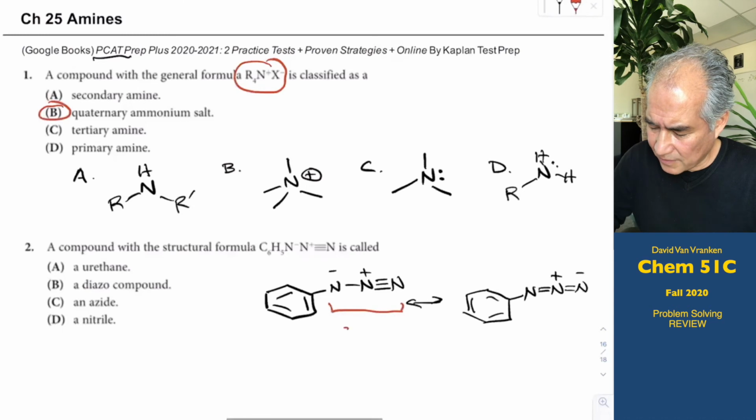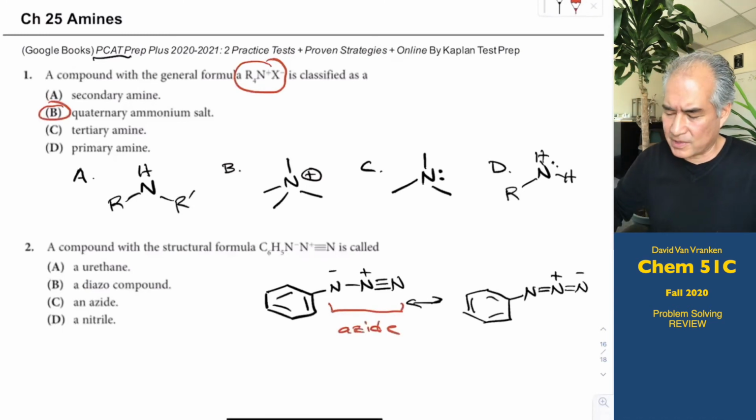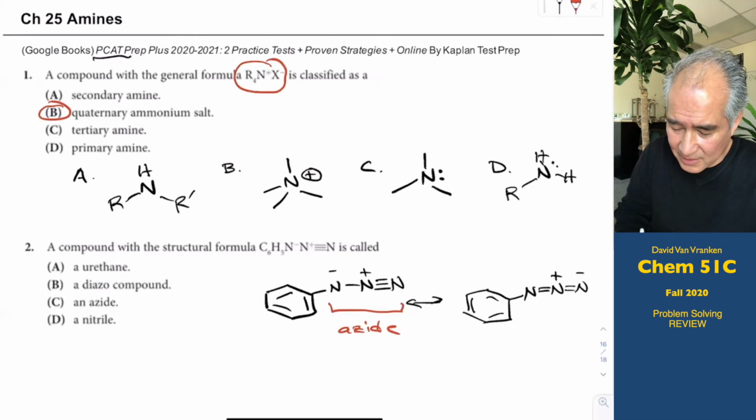And I'm not sure if it is only our textbook that doesn't discuss the chemistry of azides, or is it possible that maybe I missed this section of the book? I don't think so. But it's not a diazo compound, which we didn't discuss. It's not a urethane. Let me draw examples of these.